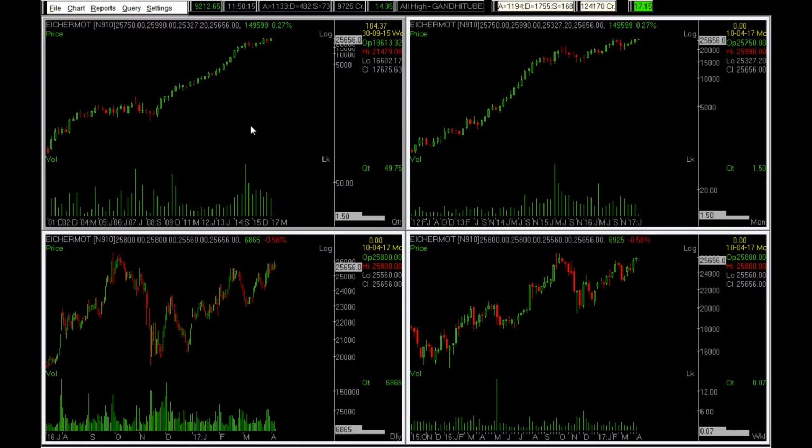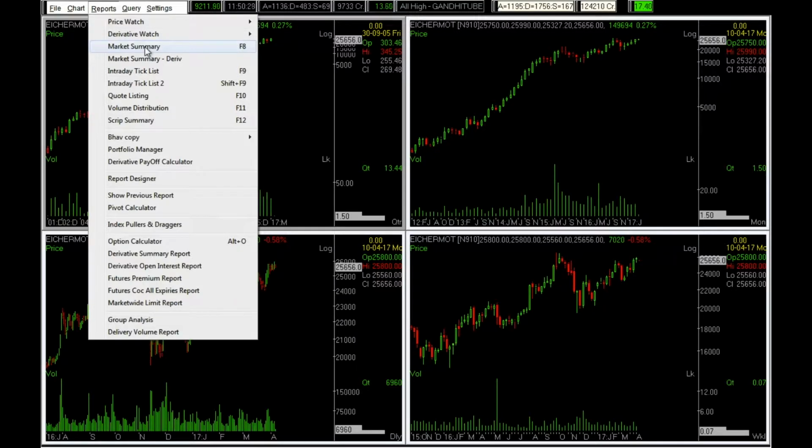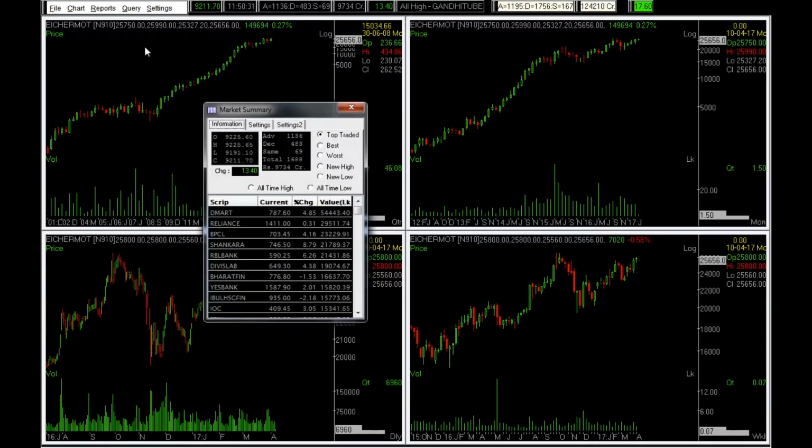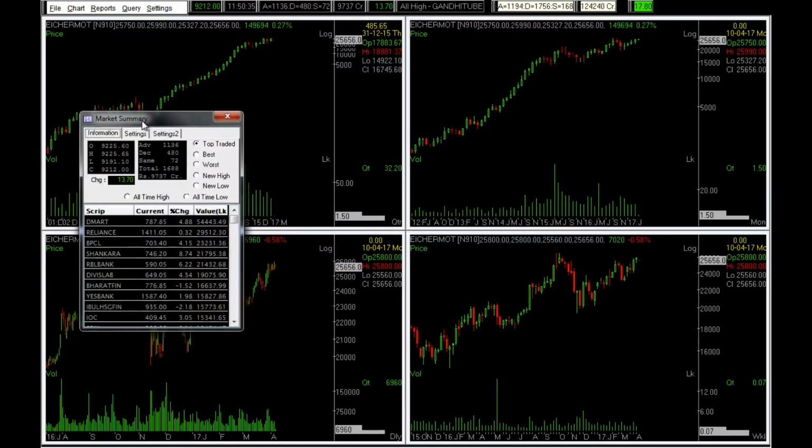Now, the first thing that I always do when I open the software and the markets have started at around 9:15 is I come to reports over here and I look into Market Summary, F8. Market Summary gives me a quick look into what is happening in the market at that moment. The first information under Market Summary is Top Traded. It gives those stocks which are top traded in the market right now.